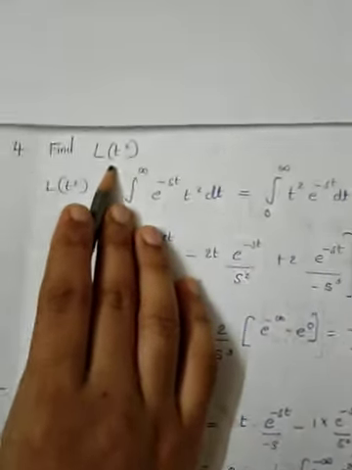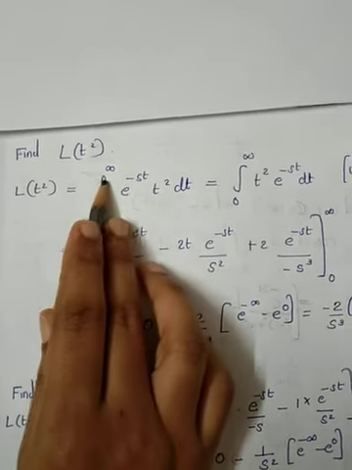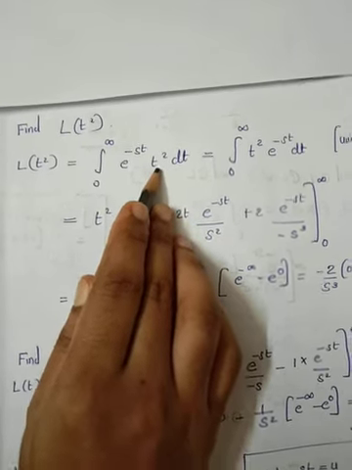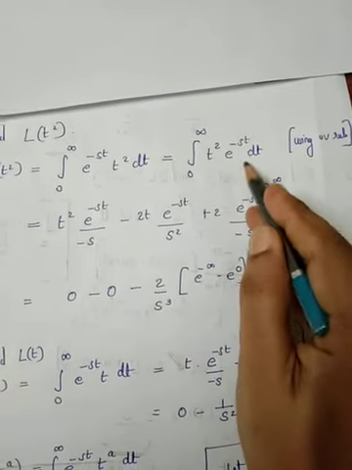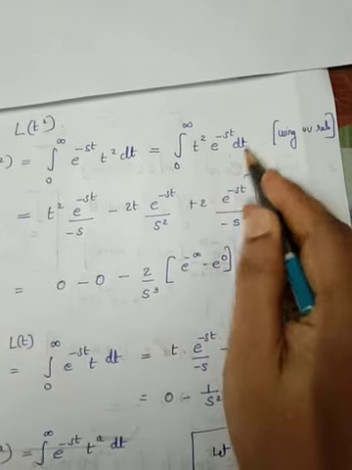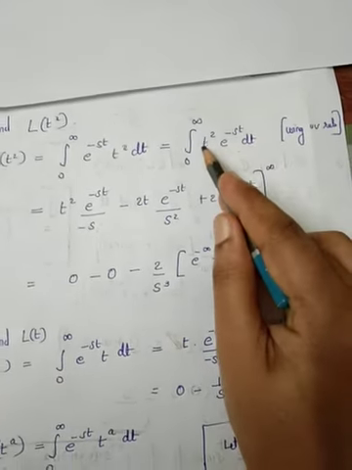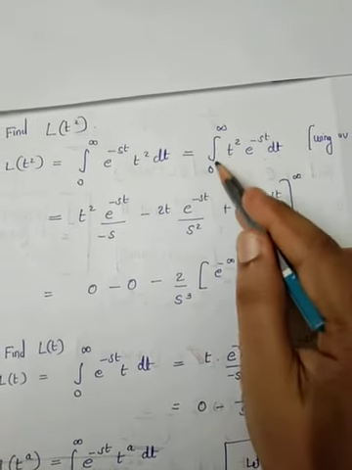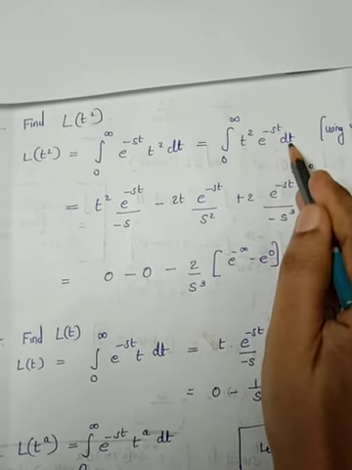Next one is Laplace transform of t square. That is L of t square is equal to integral 0 to infinity e raised to minus st f of t, where f of t is t square, into dt. That is equal to integral 0 to infinity t square into e raised to minus st dt. Since we have to apply the uv rule, the first function should be a polynomial, so that's why we rearrange it. Therefore it becomes integral 0 to infinity t square into e raised to minus st dt.